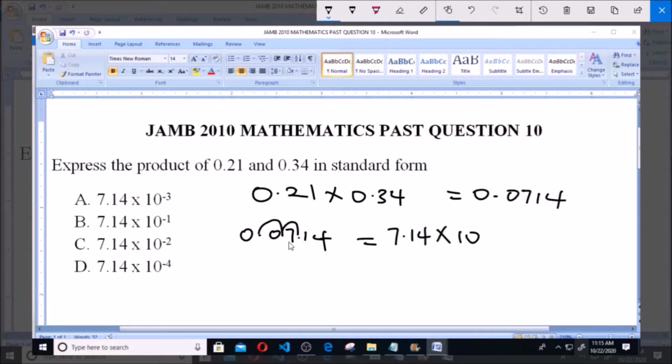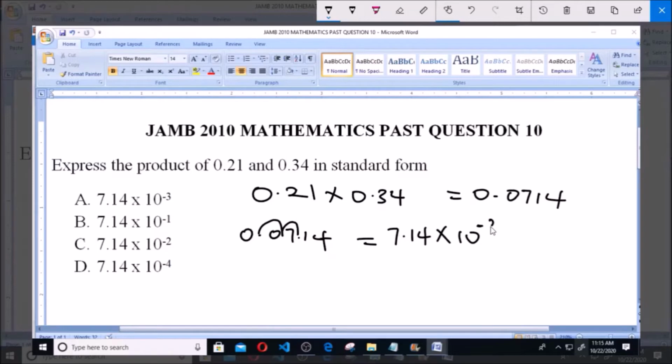Now because we move it to the right, we are going to have what? Raised to a negative power. But if we had moved it to the left, it would have been a what? Positive power. But moving to the left will not give us a significant figure, so moving to the right gave us a significant figure of 7. So we had 7.14 times 10. Now the number of times we moved it, which is 1, 2, so times 10 raised to the power of minus 2.